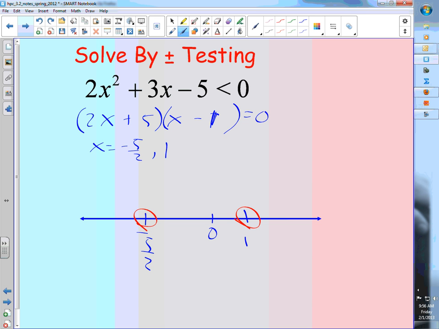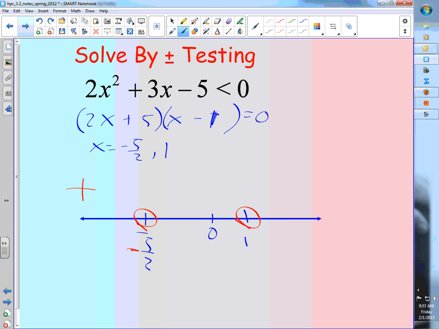Pick a number to the left of negative 5 over 2. Don't pick negative point something 99999. Pick something you can do in your head, like negative 10. When you plug in negative 10 and you square it, you're going to get 200. Minus 30 minus 5 is going to be a positive value. Don't care what the number is, I just know it's positive.